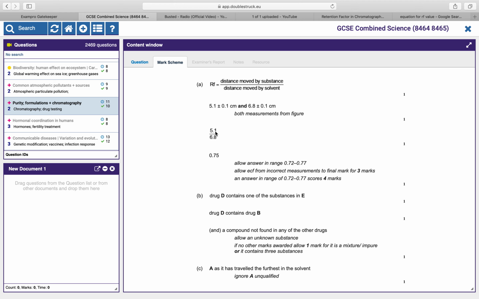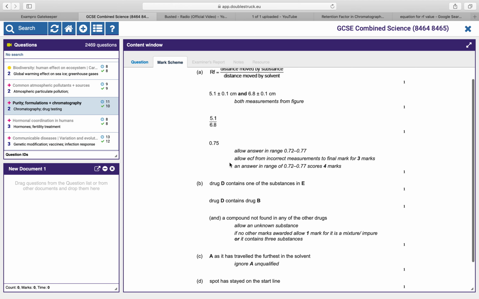Alright, and then 5.1 divided by 6.8, and remember I said that RF values are always less than 1, and then you'd put in your answer, 0.75. Those would give you your 4 marks.